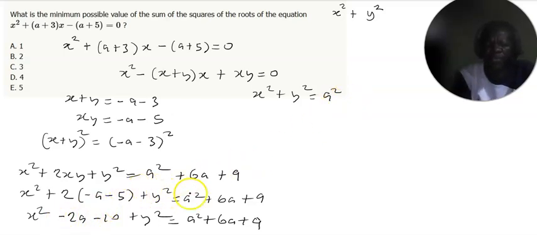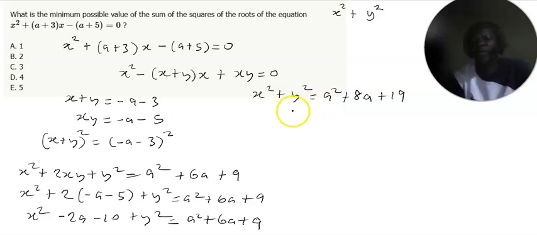So if you move minus 2a to the right side of the equation, this becomes plus 8a. Then minus 10 to the other side makes this become plus 19. So now we can see that x squared plus y squared equals a squared plus 8a plus 19, which is another quadratic equation. So where do we go from here?